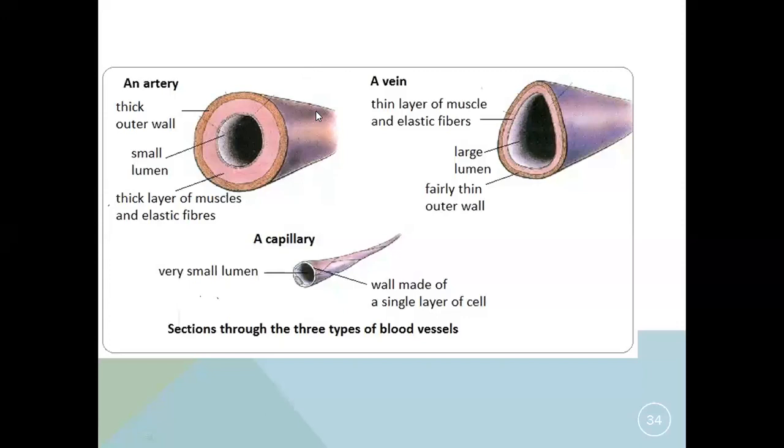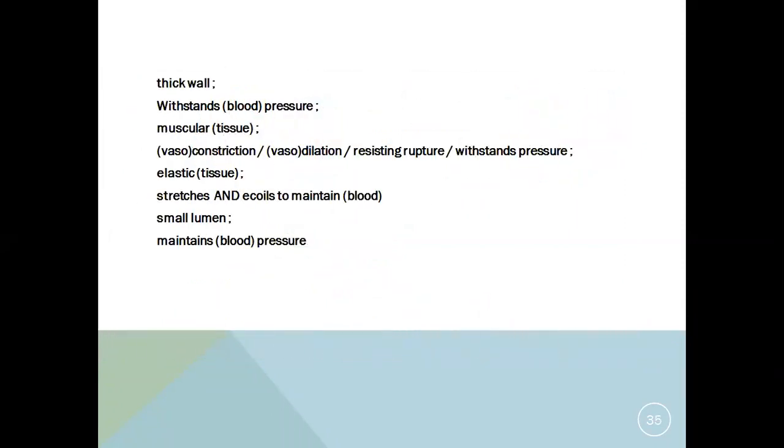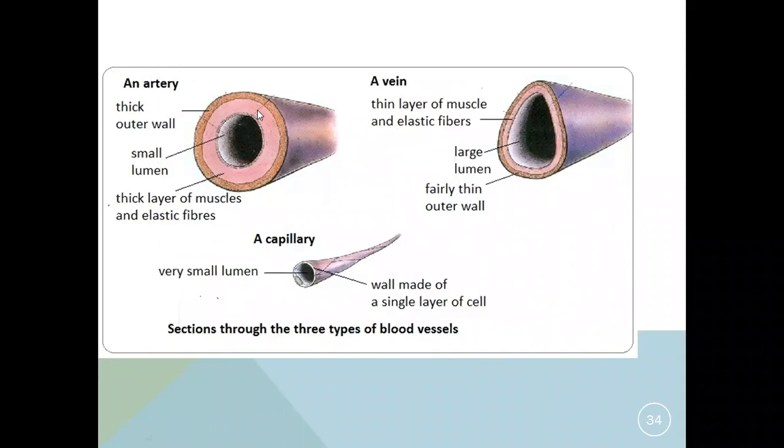Like, why is it like this? Why does it have a thick wall? Why a small lumen? And why a thicker layer of muscle? This is our question. The thick wall of this artery actually withstands the pressure. The blood is pushing from the heart, right? And it enters the artery. So when it is entering the artery, it means the blood pressure is high. So the artery is supposed to have a thick wall so that it withstands the high blood pressure.